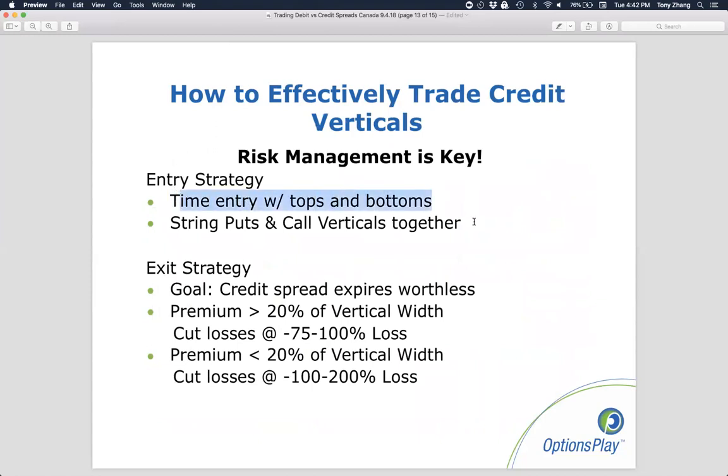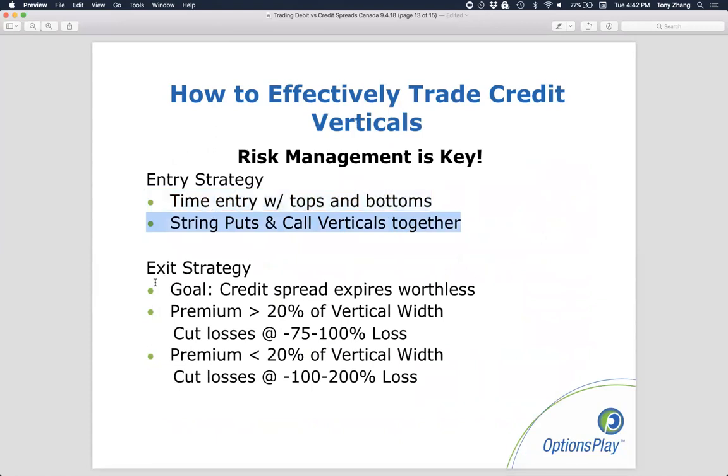You can string calls and puts together, meaning you don't actually have to wait for a call credit spread to expire before you initiate the next put credit spread. You can actually continue to string them together one over another. They can even overlap in terms of expirations. That's okay. That's one of the cool things about trading vertical spreads. Like I said, you could end up trading multiple vertical spreads on the same name. So, a slightly different way of trading.